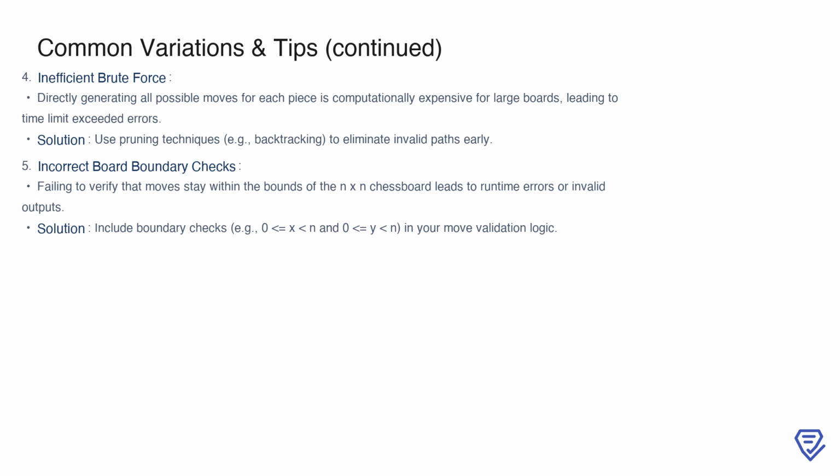Moves must always remain within the N by N chessboard, so you should include validation logic to ensure coordinates stay within the range of 0 to n-1. This simple check prevents runtime errors and ensures your solution only considers valid moves.